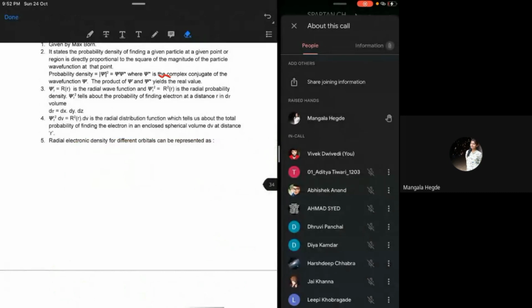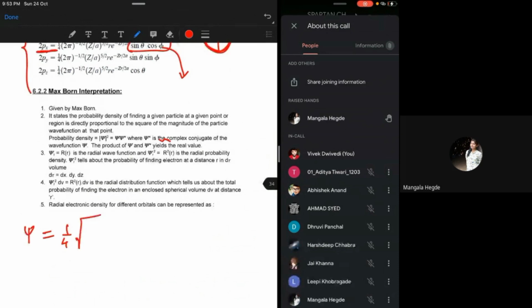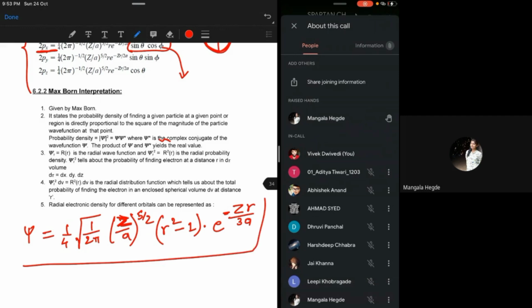Now let me give you guys another question. Some hypothetical orbital. Let's say psi equals 1 by 4 root 1 upon 2 pi, then Z upon a power 5 by 2, then r square minus 1 into e power minus Zr upon 3a. This is the psi.